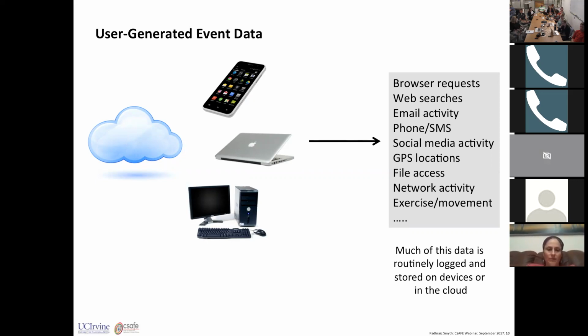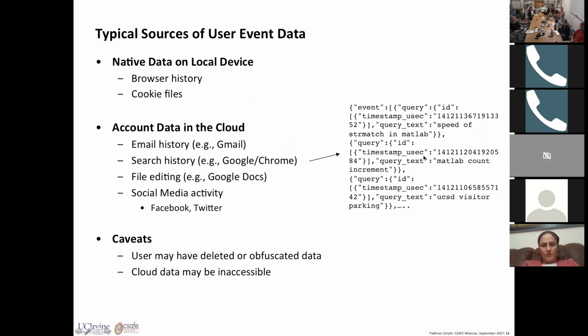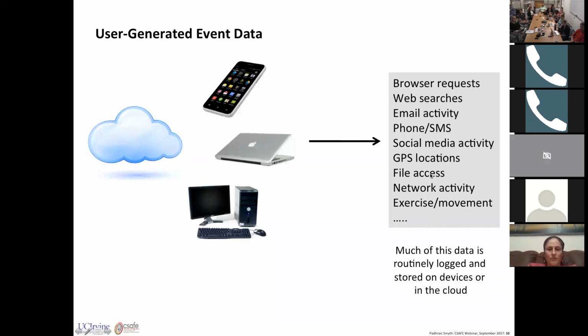And of course, companies like Google and Amazon and Facebook are very well aware of this, but on your own device, if you go looking, you'll find browser requests, web searches, email activity, if it's a cell phone, text messaging, social media activity, GPS locations, if GPS is turned on, file access, the times that you access files, network activity when you got on a wireless network, perhaps even movement activity on a phone. And a lot of this data, I think people are sometimes surprised to find out, is routinely logged, either on the device itself or more frequently now in the cloud.